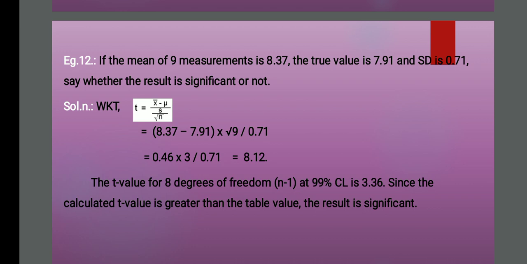8.12. 8.12 you are getting. And if you check the t table, if the number of measurements is 9, the number of degrees of freedom will be 8. For 8 degrees of freedom, we check 99%. If nothing is given, you can check 99%, the value is 3.36, that is the maximum. So since the calculated value is found to be greater than the value in the table, the result is found to be significant. It is clear?